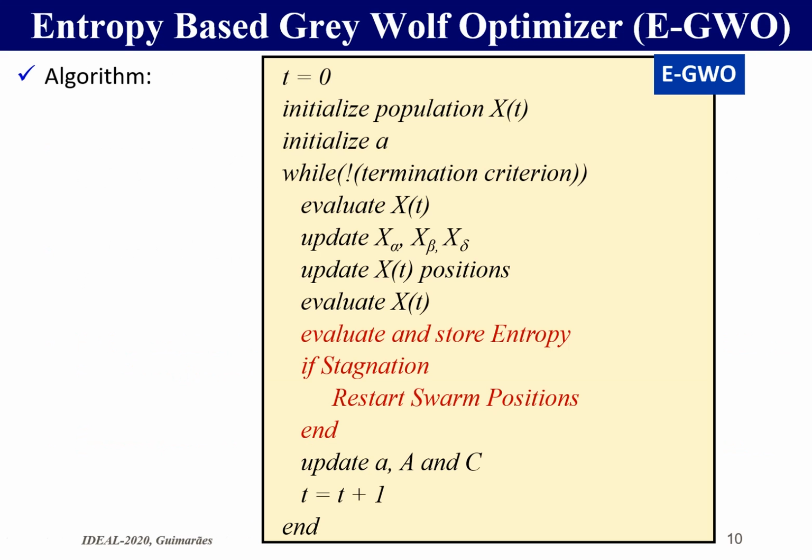So this is the algorithm. It is more or less the same one, with the difference that in the middle of the cycle, we evaluate and store the entropy values. And if this stagnation criterion is reached, we restart the swarm positions.